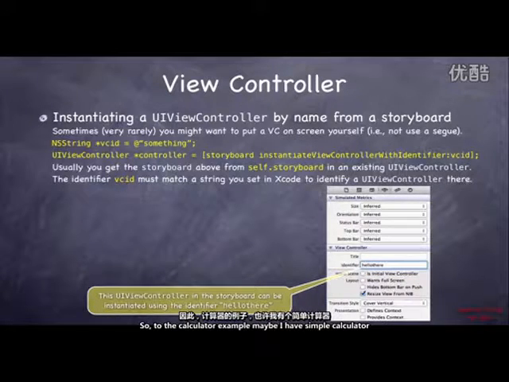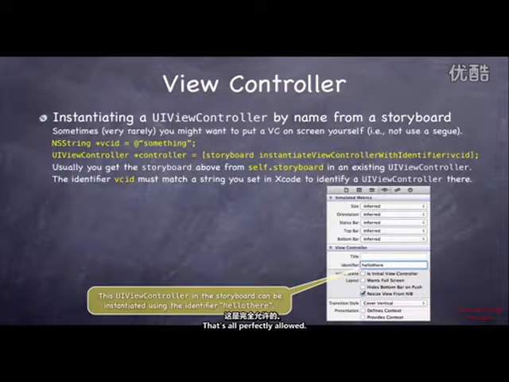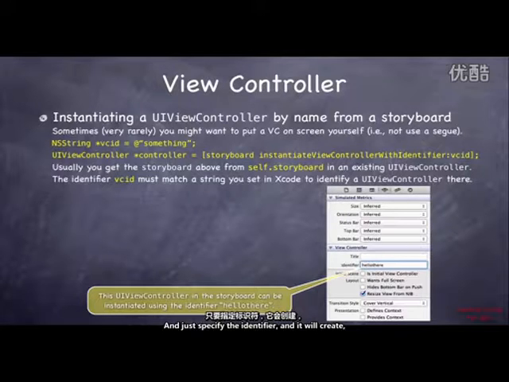So to the calculator example, maybe I have simple calculator, which doesn't have any of the variables or anything like that. And then I have complex calculator. They're both calculator view controllers, but they have different target action, different buttons in there, fewer buttons in one than the other. That's all perfectly allowed. And they would each have a different name. One would probably be called simple calculator, and the other would be called complex calculator. So anyway, you can then create the controller by using this method in Storyboard called instantiate view controller with identifier. You just specify the identifier, and it will create and wire up all the outlets and buttons for that controller.